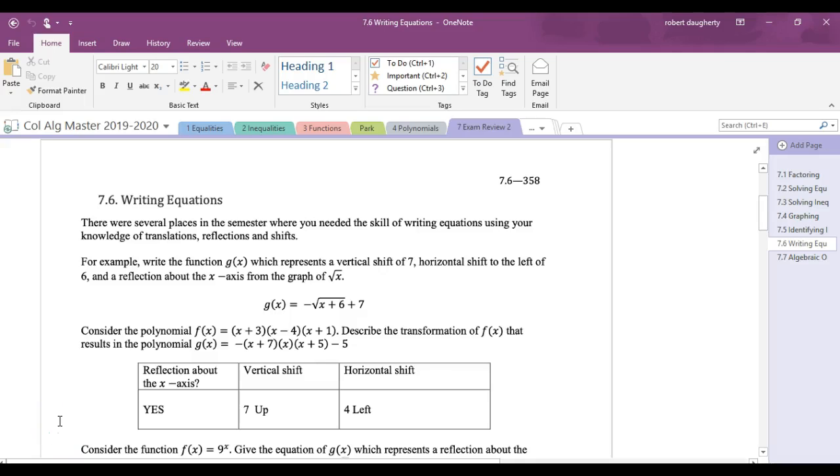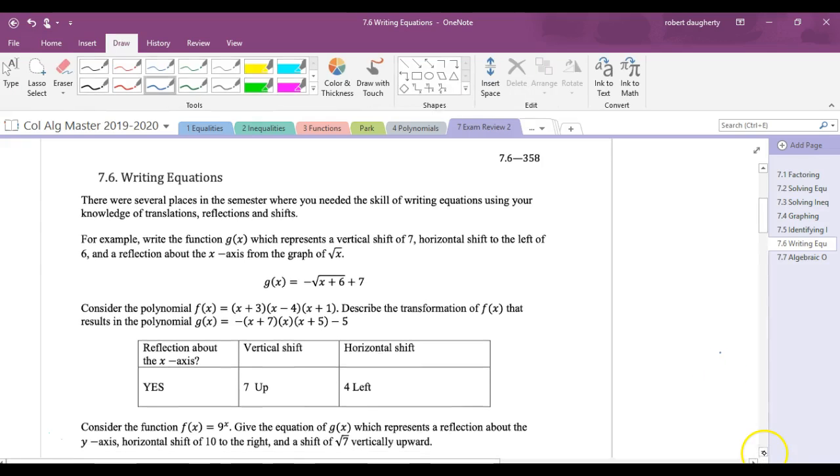Continuing our review leading up to our final exam. There were several times in this course that you were required to write equations or to be able to interpret from equations, not just the graphs, so the equations themselves. So let's take a look at a couple of things here.